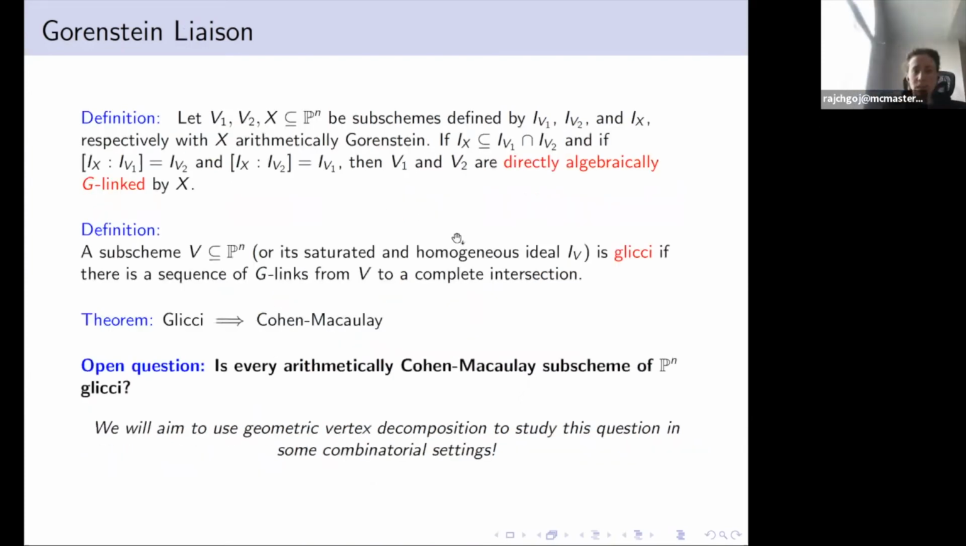All right, so a little bit more on Gorenstein Liaison. What does it mean to be linked?